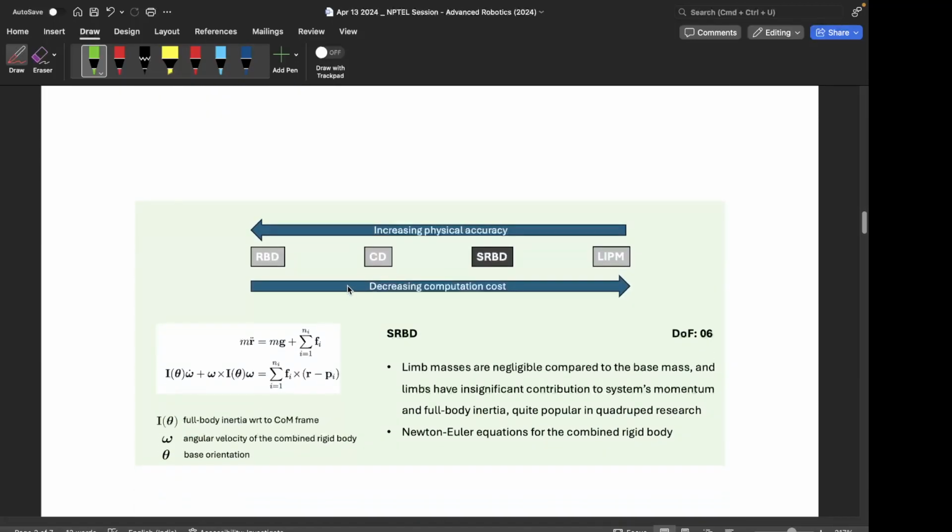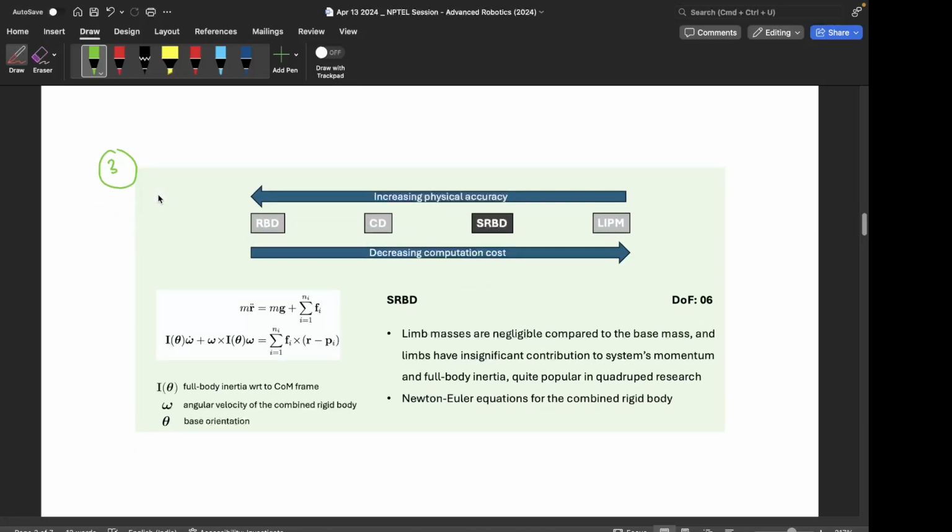Now moving further, till now the only assumptions we were making about the robot is that the links are rigid and joints are frictionless, and we were using all the 18 degrees of freedom in the dynamical model. But now with a few further assumptions, we can get to a simplified, or what we call a reduced order dynamical model.